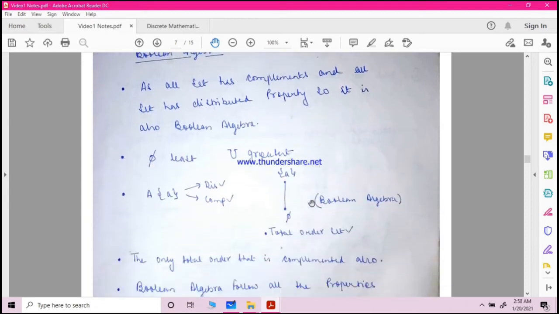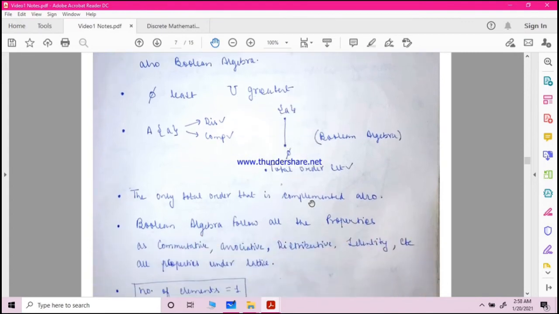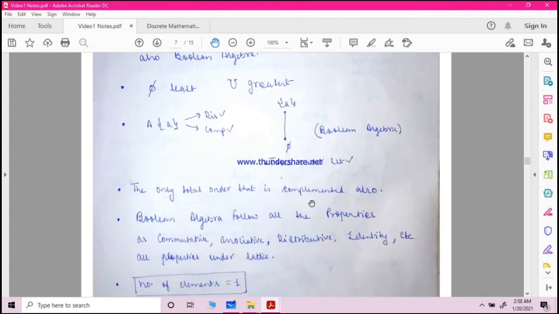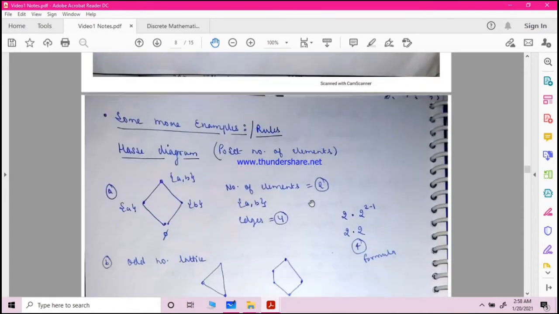Here phi is the least and the universal set is the greatest one. The only total order that is complemented is a simple single value A. Boolean algebra follows all the properties such as commutative, associative, distributive, identity and all of them. This also follows: number of elements 1, edges 1. This is the example. Some more example rules for the Hasse diagram, set and number of elements.